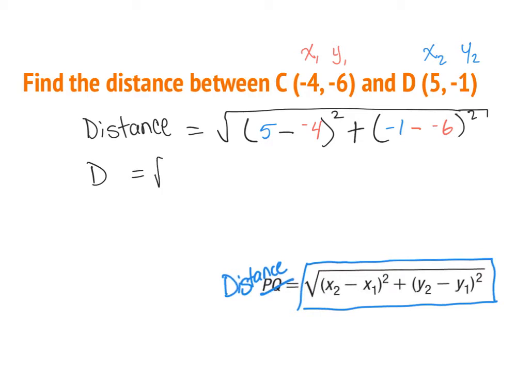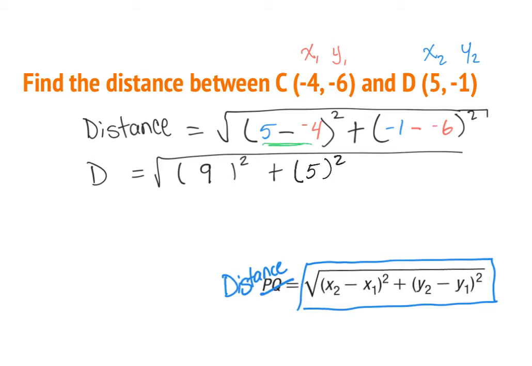D for distance is going to equal the square root. I'm going to keep in parentheses. Now I'm going to say 5 minus a negative. So 5 minus -4 is actually +9 squared. Plus, open parentheses, -1 minus -6 will give me a +5, close parentheses, squared. So all I did was simplify what was in each parentheses.